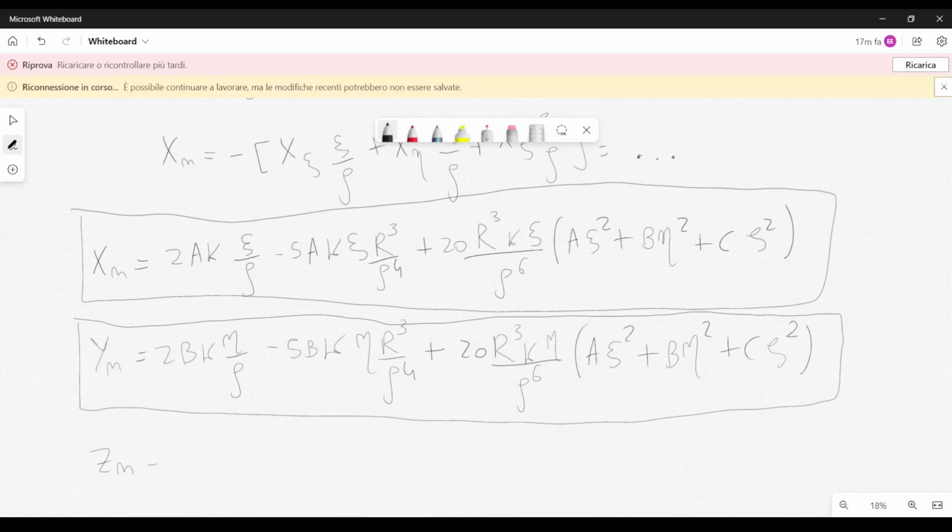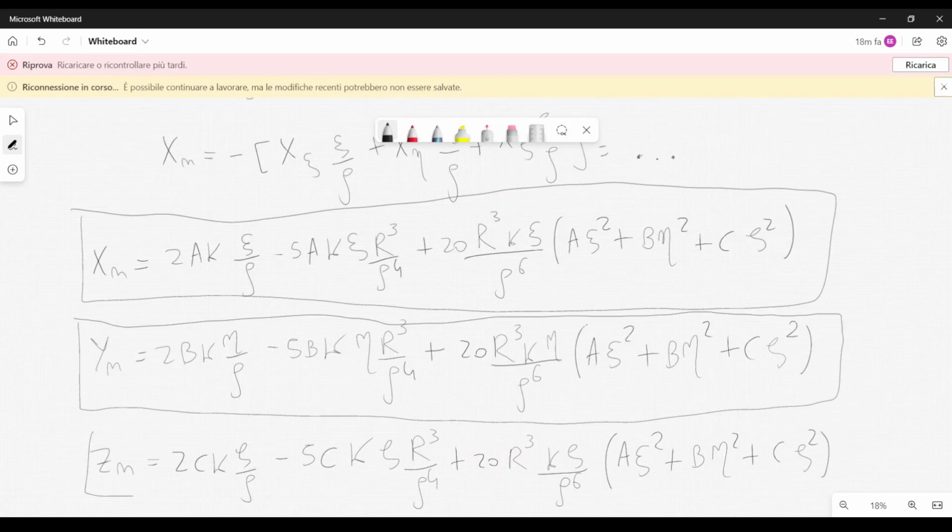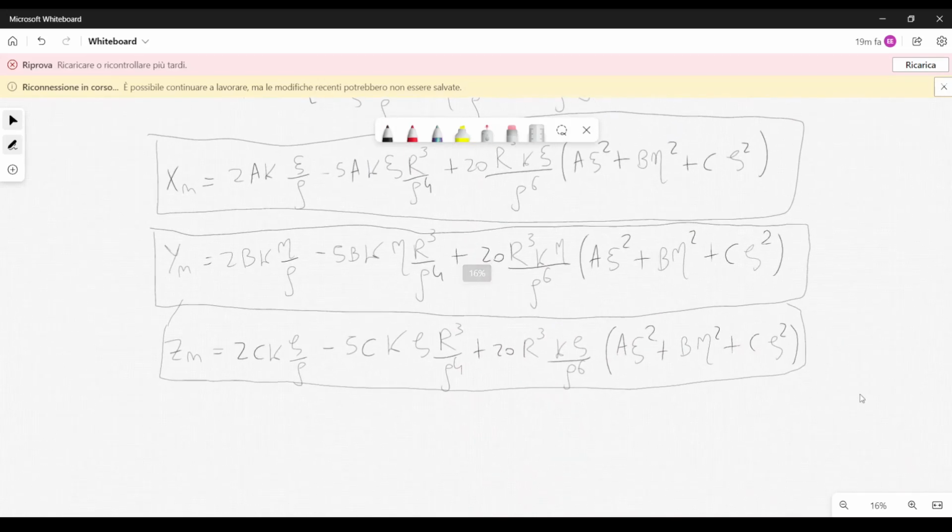Then you also have zn, which is equal to 2ck zeta over rho minus 5ck zeta r cubed over rho to the fourth power plus 20 r cubed k zeta over rho to the sixth power times a xi squared plus b eta squared plus c zeta squared, like this.